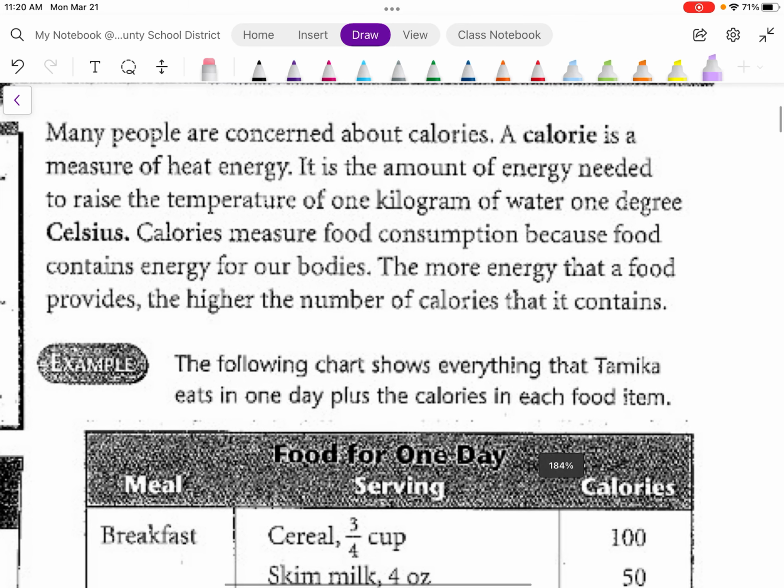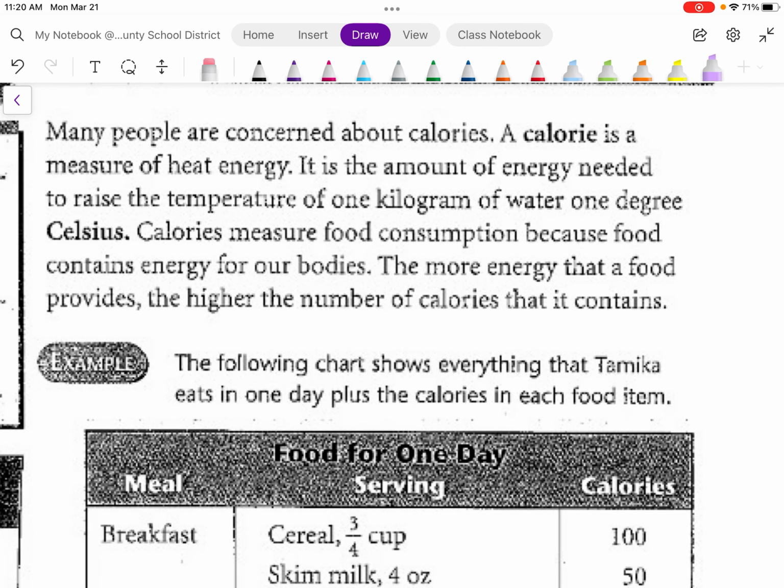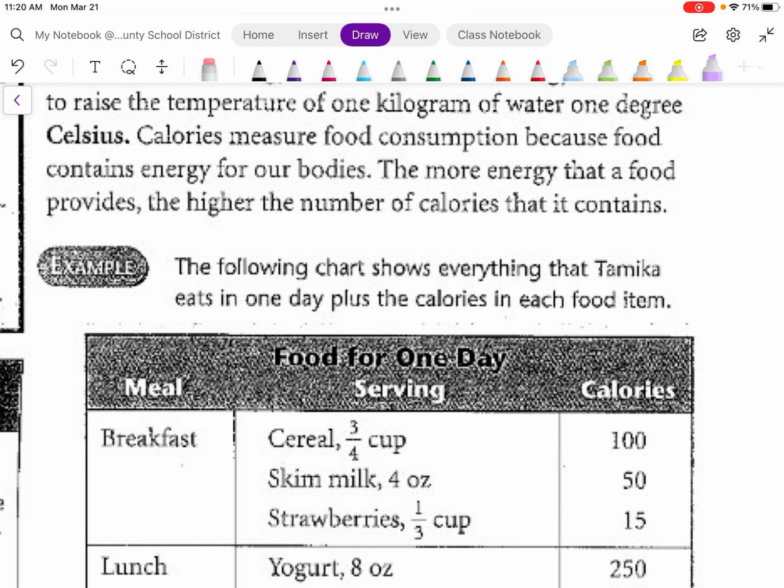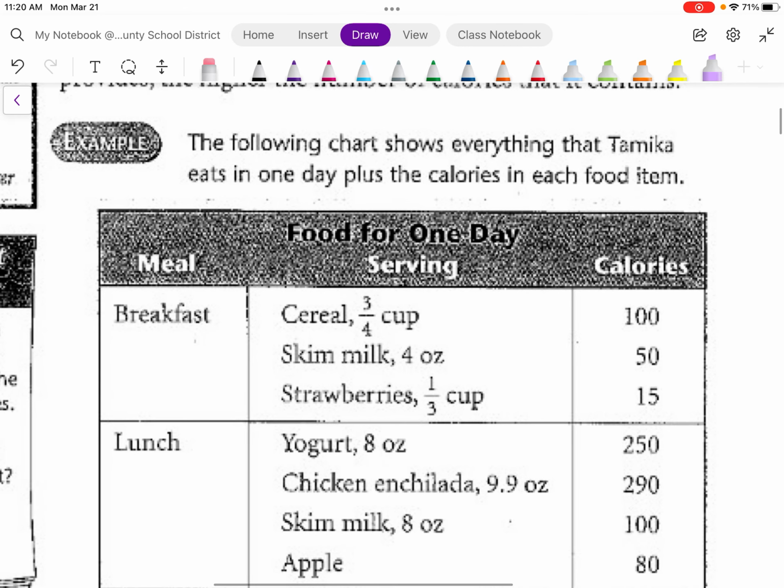Many people are concerned about calories. A calorie is a measure of heat energy. It is the amount of energy needed to raise the temperature of 1 kilogram of water 1 degree Celsius. Calories measure food consumption because food contains energy for our bodies. The more energy that a food provides, the higher the amount of calories that it contains.